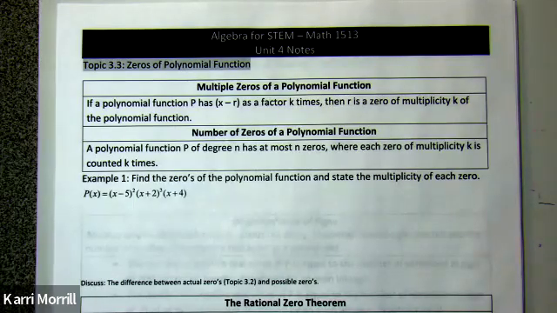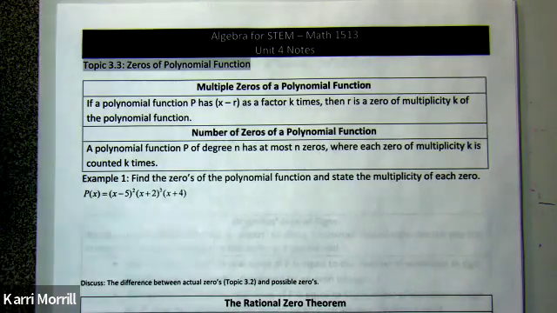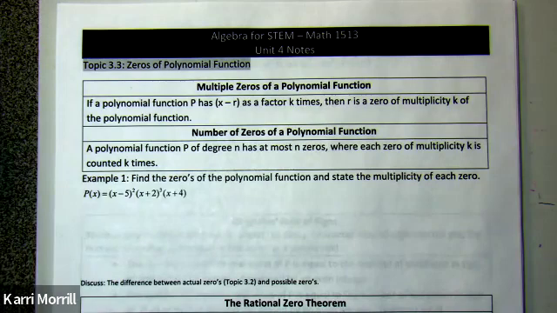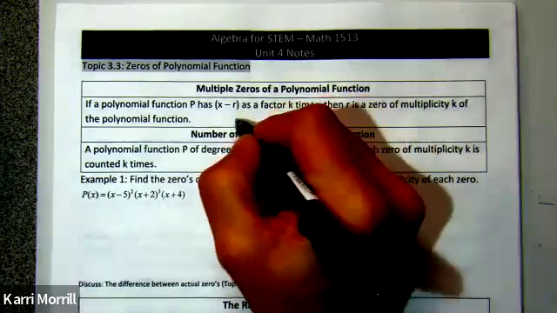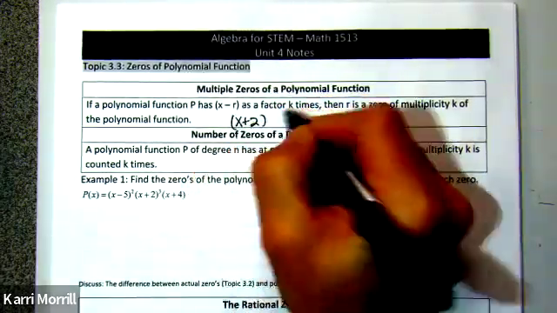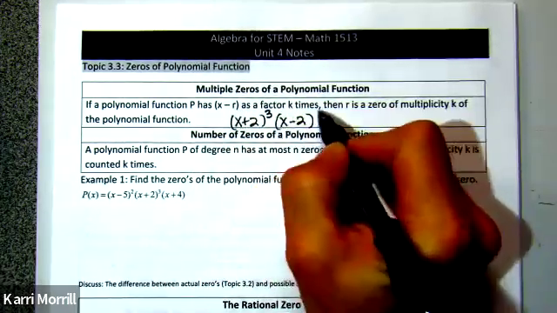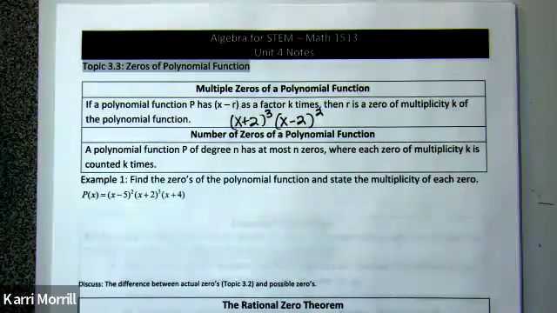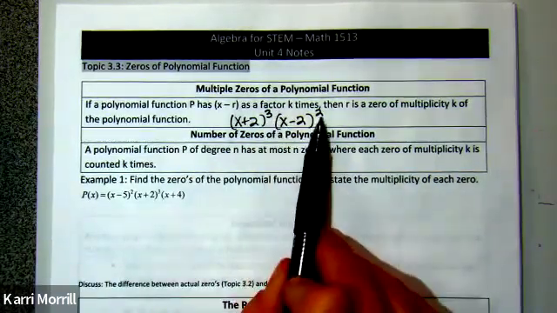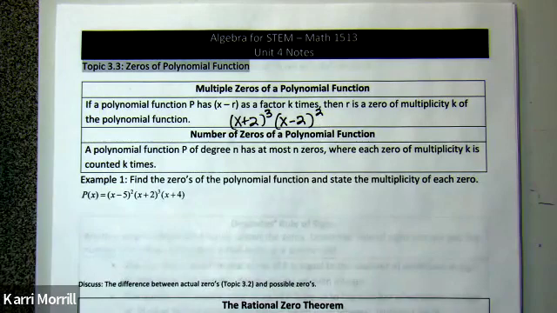Topic 3.3 is over zeros of polynomial functions. We're going to talk first about multiple zeros of a polynomial function. So if you have a polynomial that had a factor more than once, in the past, like a binomial to the third power or a binomial squared, that means it was a factor either 3 times or 2 times. And so that's where we're going to talk about multiplicity of a factor.